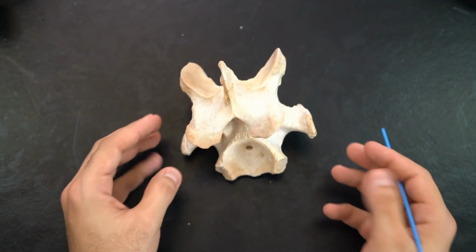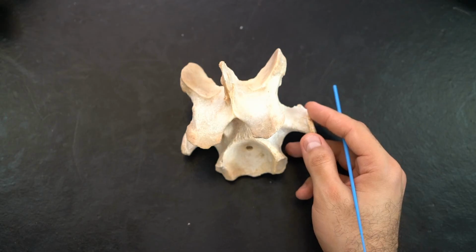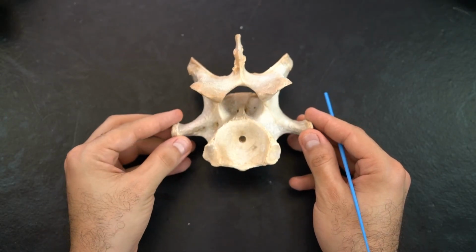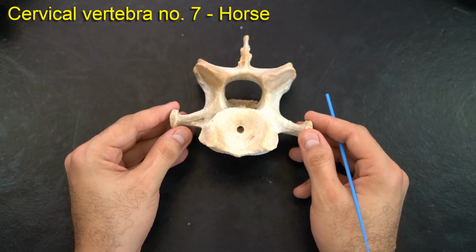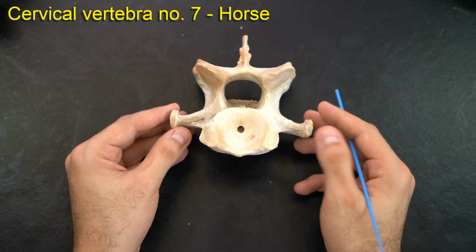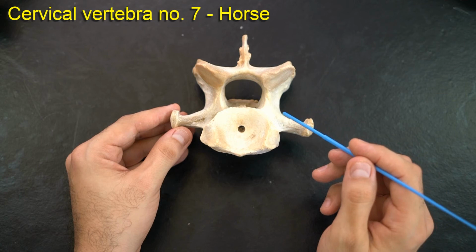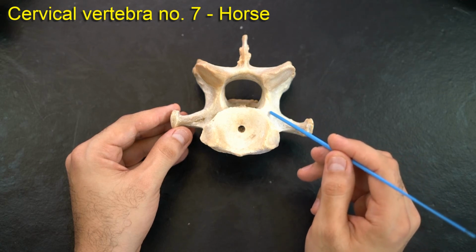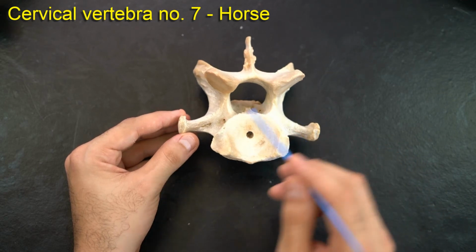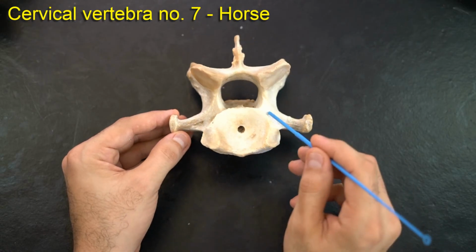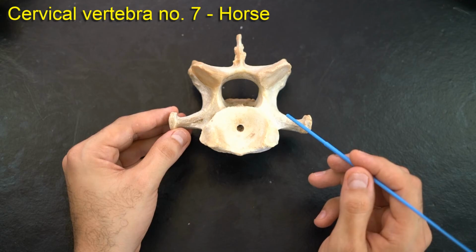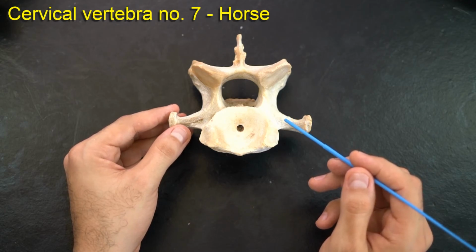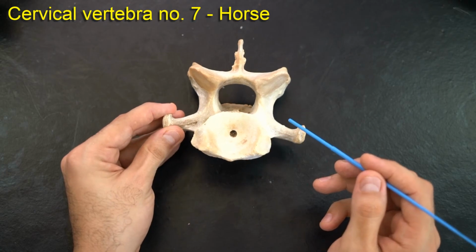And now let's move and talk about cervical vertebra number 7. This is a caudal view of the 7th vertebra, number 7 in the horse. As I told you before, C7 doesn't have a transverse foramen, as you can see here and there, so there's no transverse foramen.